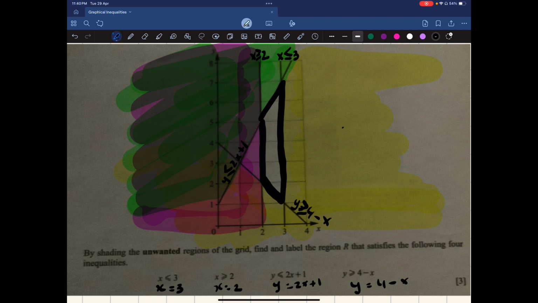Also, whenever you're shading or labeling, make sure that you do it with a very light hand, so that in case you need to erase something, your work doesn't get messy. Once you're sure of your answer, then if you want, you can darken your pencil.